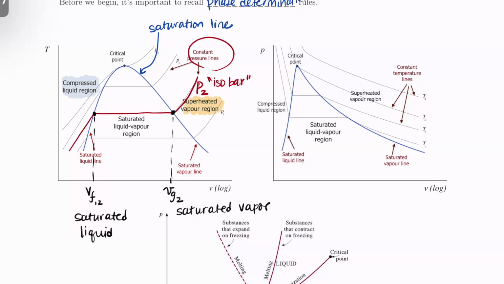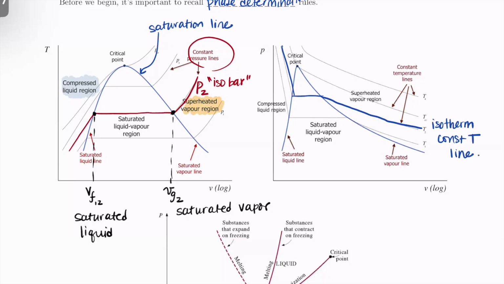Any questions on the structure of a Tv diagram? Kind of how to navigate around it, what it means for a state to be in different parts of that chart? Okay. Similarly, we have another plot that we look at, which is a Pv diagram. So now instead of having isobars, we have constant temperature lines. So for example, we'll do T2 on this one as well. So this is an isotherm, or constant temperature line.